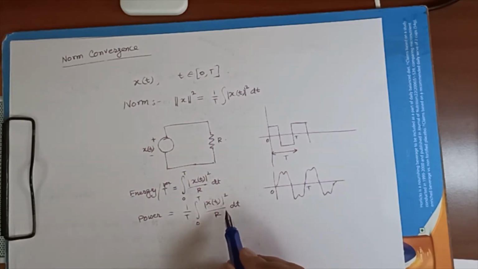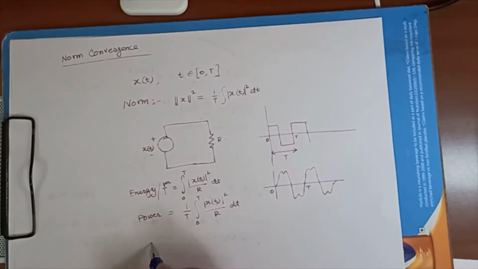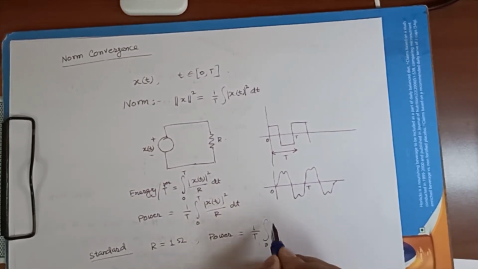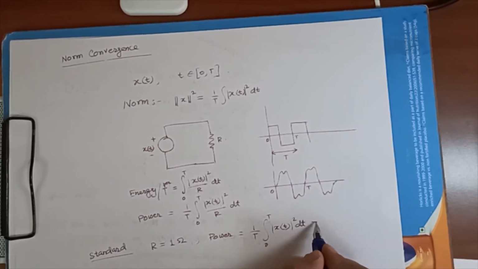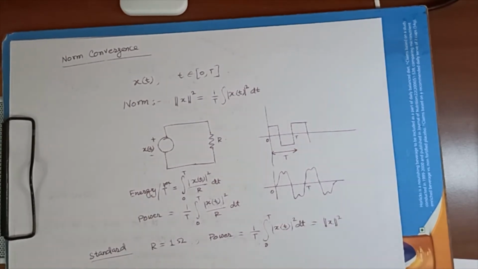I square R. So to remove the dependency on whether this is voltage or current, we can say that if R is equal to 1 ohm, this is the standardization, then power for both current and voltage signals will be equal to 1 by T integral 0 to T of |x(t)| modulus square dt, which is exactly the norm square. You see? So this is the norm square.